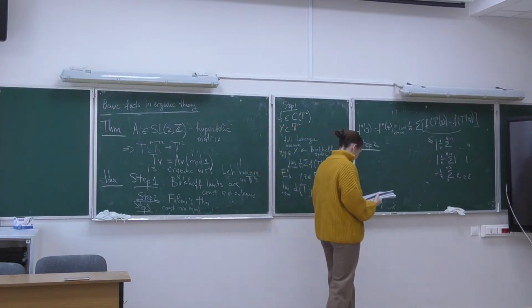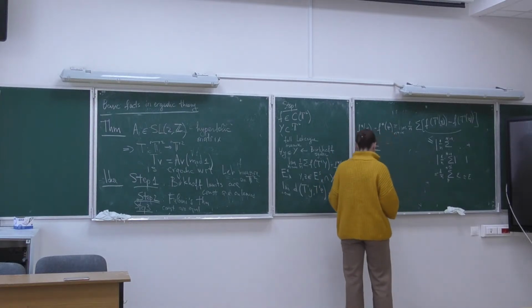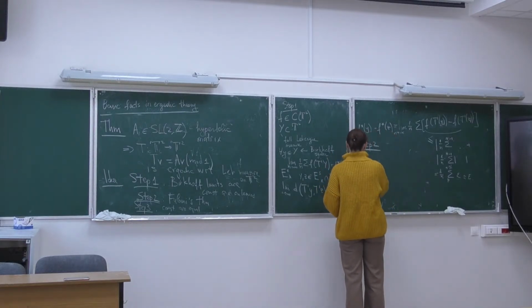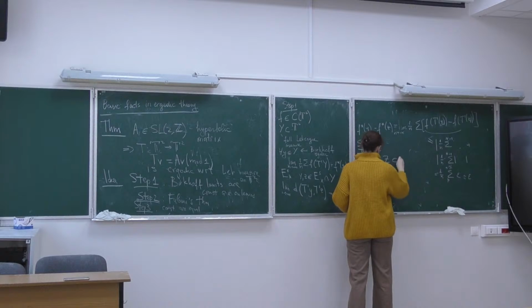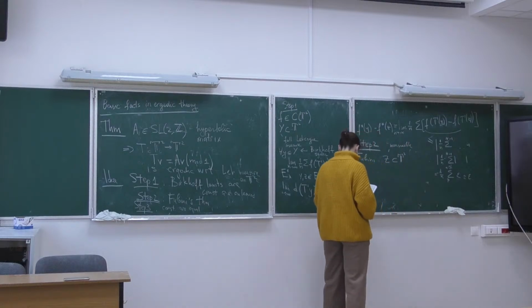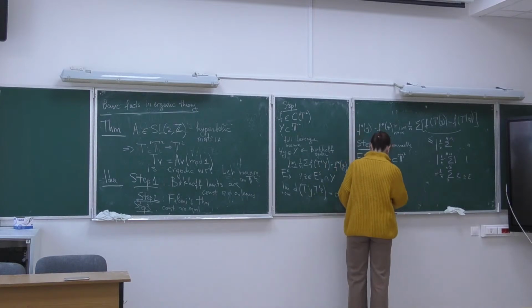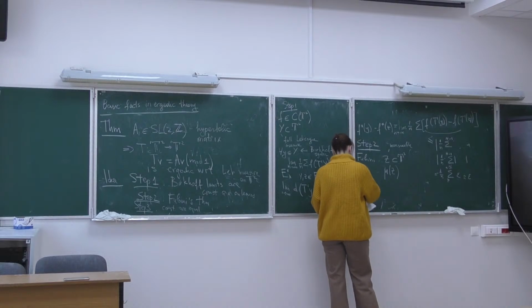Okay. So, what does Fubini's theorem tell us? We take some subset Z of our torus. We want it to be measurable. And we consider the measure of this Z. Maybe I will try to make a picture.